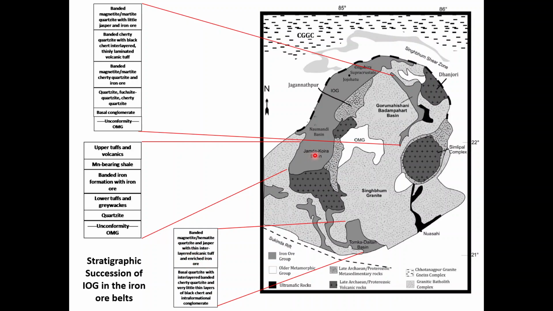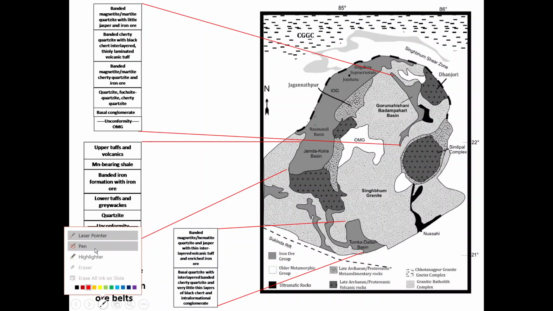In the Jamda-Koira, Noamundi-Koira belt, we have at the base OMG, unconformably overlain by quartzite, then lower tuff and greywackes, banded iron formation, manganese-bearing shale, upper tuff and volcanics. While in the Gorumahisani-Badampahar region, we have OMG exposed and then overlain unconformably by basal conglomerate, followed by quartzite, fuchsite, then banded magnetite, banded cherty quartzite, banded magnetite. So we can see here a lot of banded iron formations are exposed in this region.